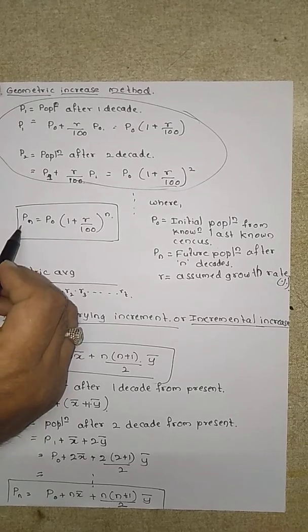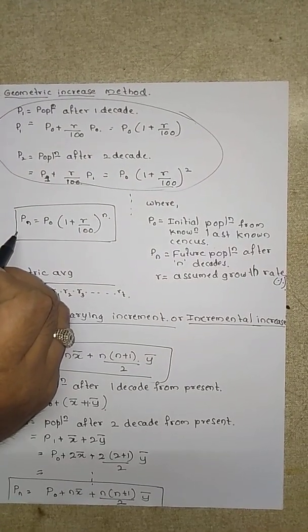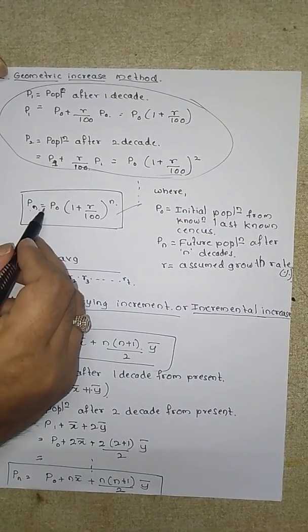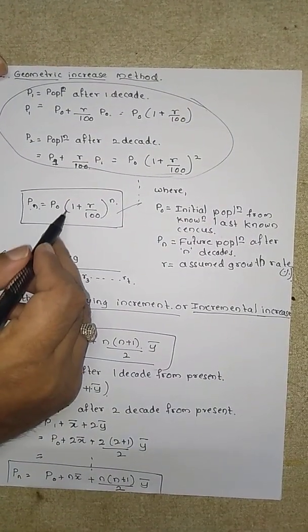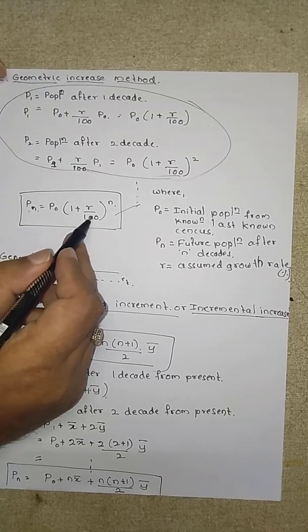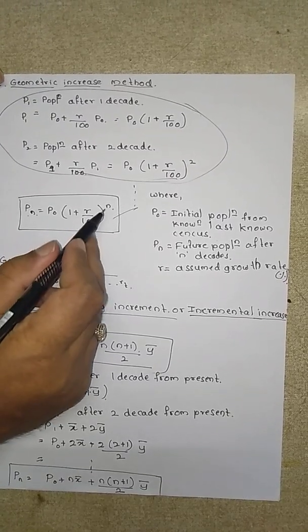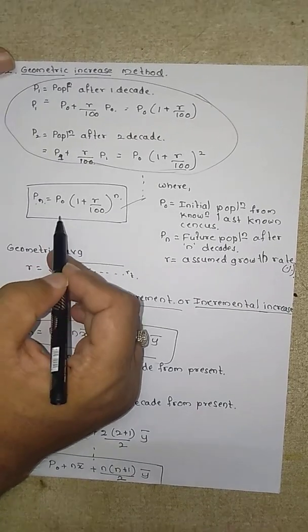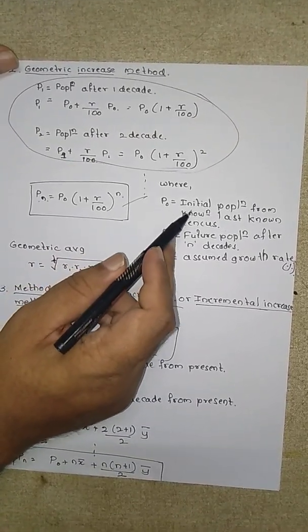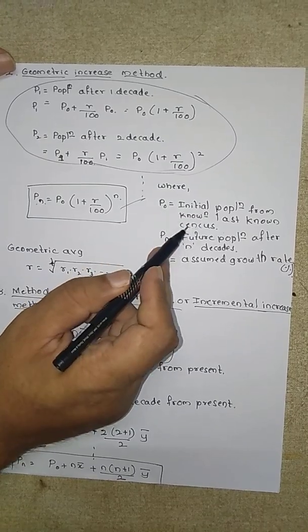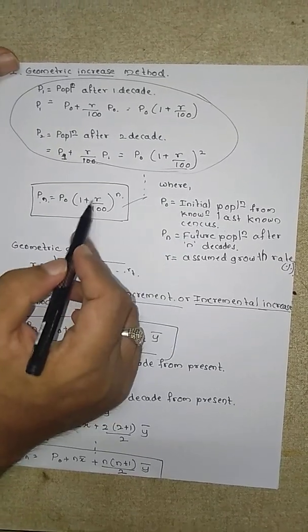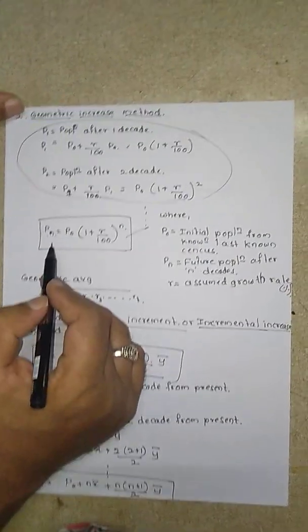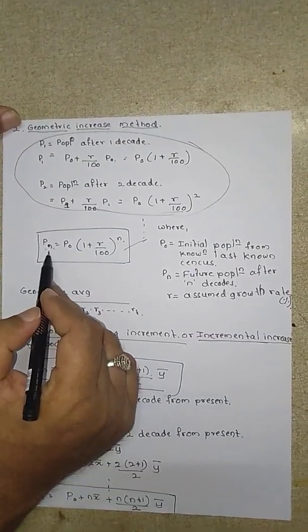Now in this method, you need to use the formula Pn is equal to P naught into the bracket 1 plus R by 100 raised to n. Now what is this P naught? P naught you already know, as in the previous case, it is nothing but the initial population from the last known decade, or it is also called the population in the last known decade. Pn is nothing but the forecasted population.